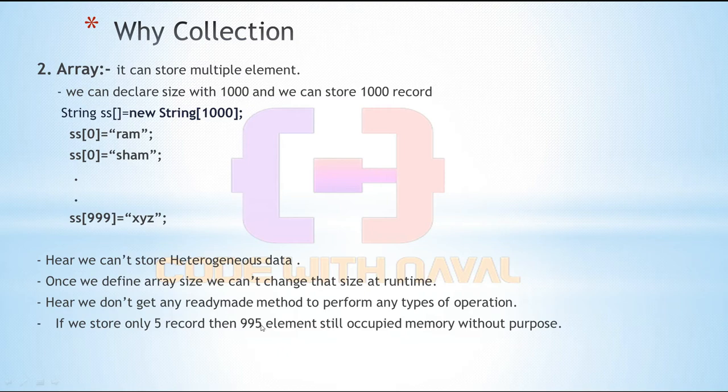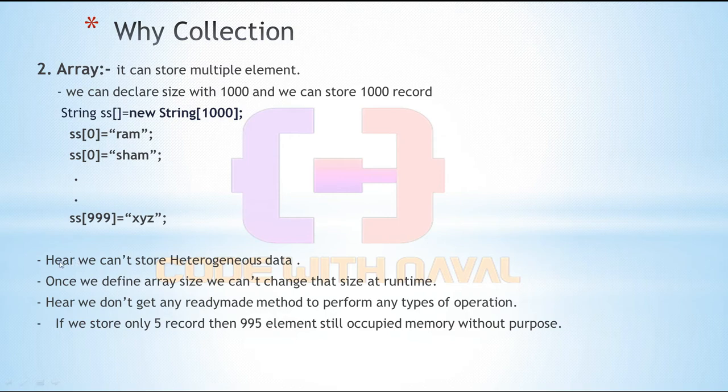Because only 5 students come and 995 spaces are occupied, we have to pay for that space. Memory is not free; we have to pay for that memory, we have to sacrifice performance. These are the loopholes we have to deal with. For overcoming these loopholes, we go with collection. Here we consider a few drawbacks.